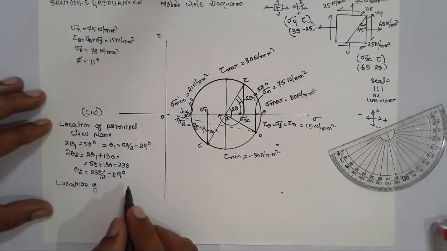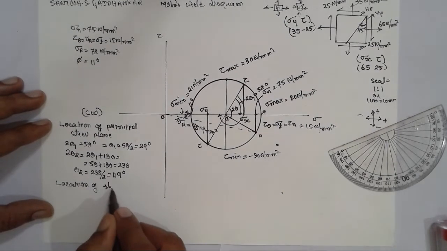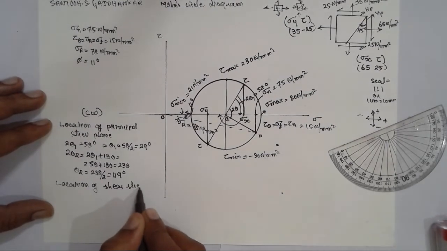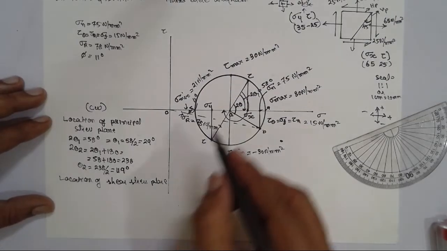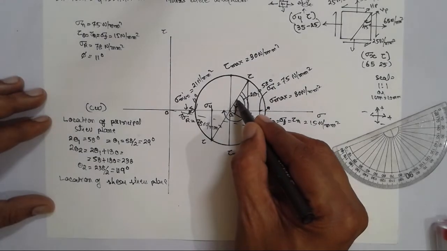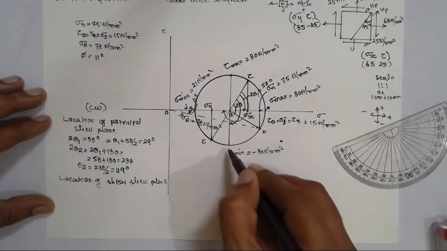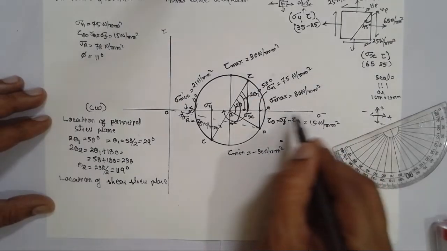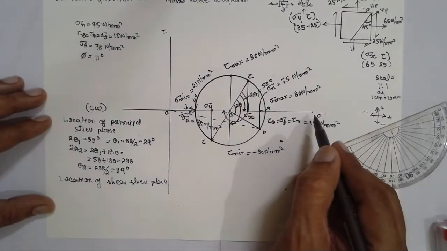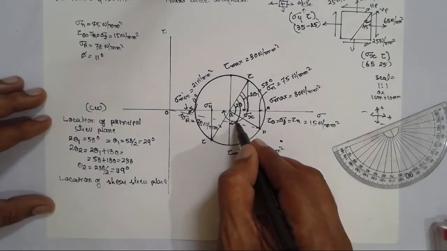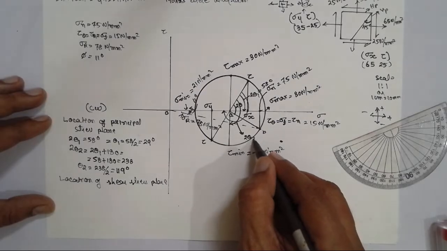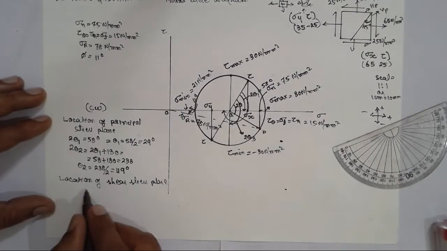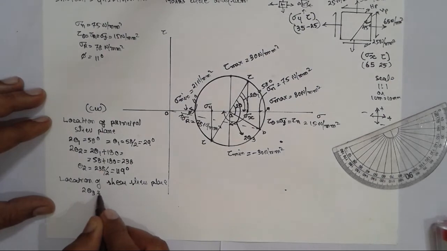Location of shear stress plane. Location of shear stress plane now. Now see here, from this line over this line, because this line indicates shear and this line indicates principal stress. Now the shear stress line here indicates what? Theta 3. Now 2 theta 3 is nothing but what?